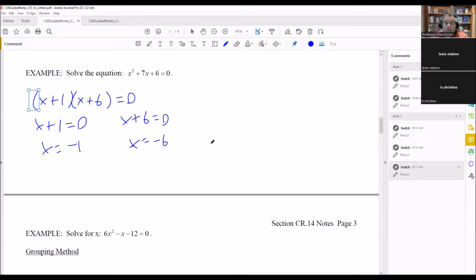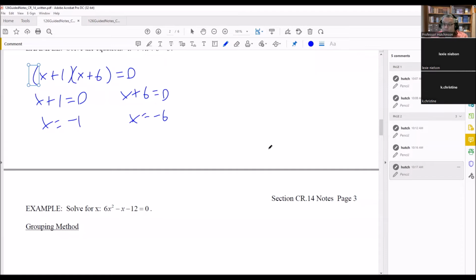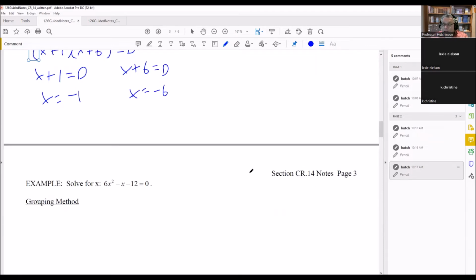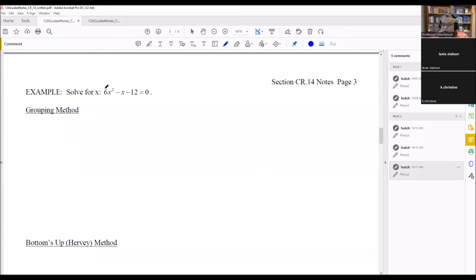Now, I want to talk about, besides ones like this that just have a 1 in front of the x, I also want to go over factoring problems where you've got another number in front like this. Now, for this, there's two different methods. I'm going to show you how to do it. It doesn't matter which one you want to use. Whatever one's easiest is the one that you want to use on a test.